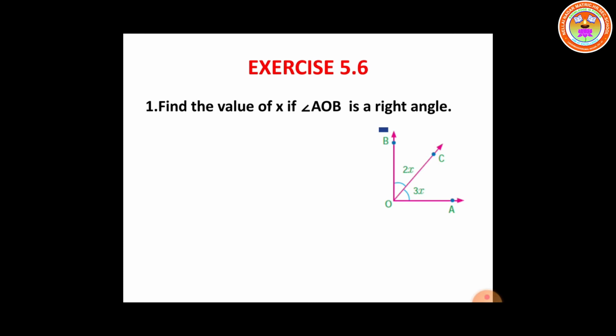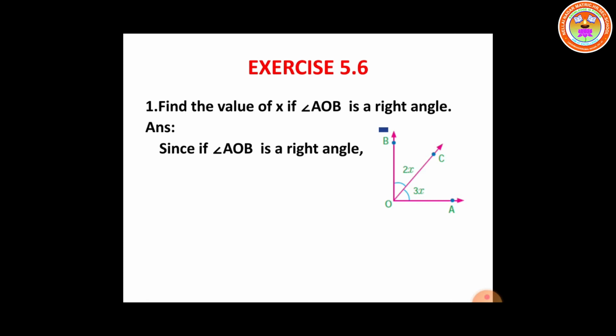Angle BOC is 2x. Angle AOC is 3x. A right angle means 90 degrees. Then both the angles are adjacent angles, so the common vertex is O and the common arm is OC. See that one. How to write that one?